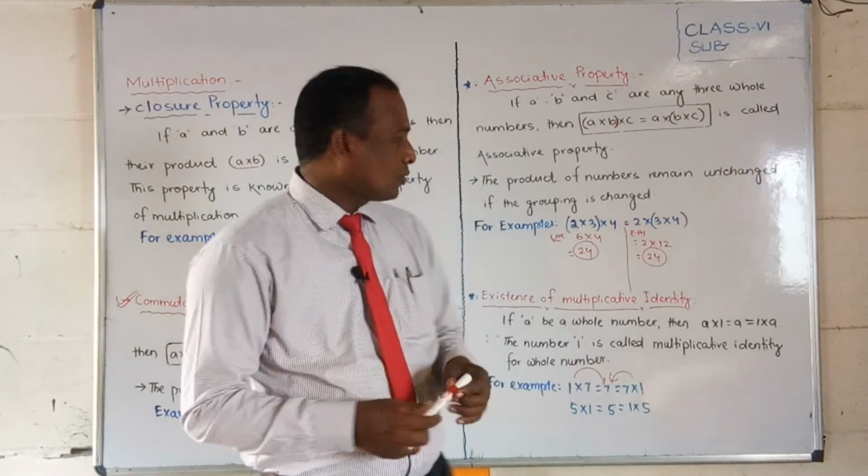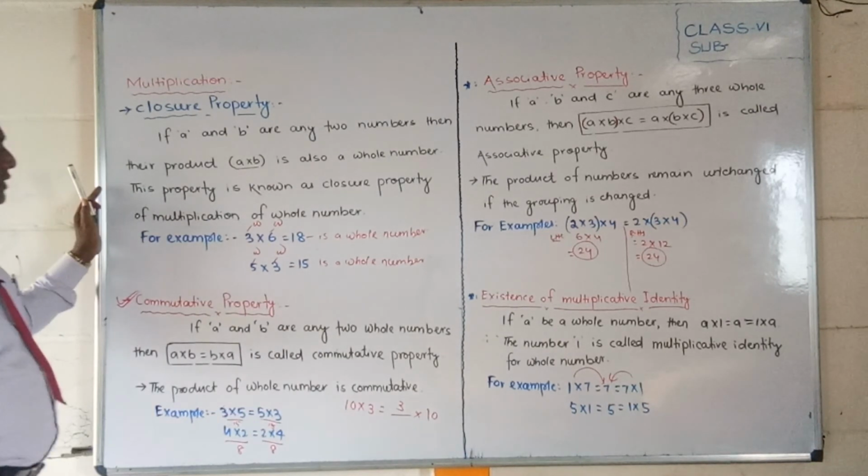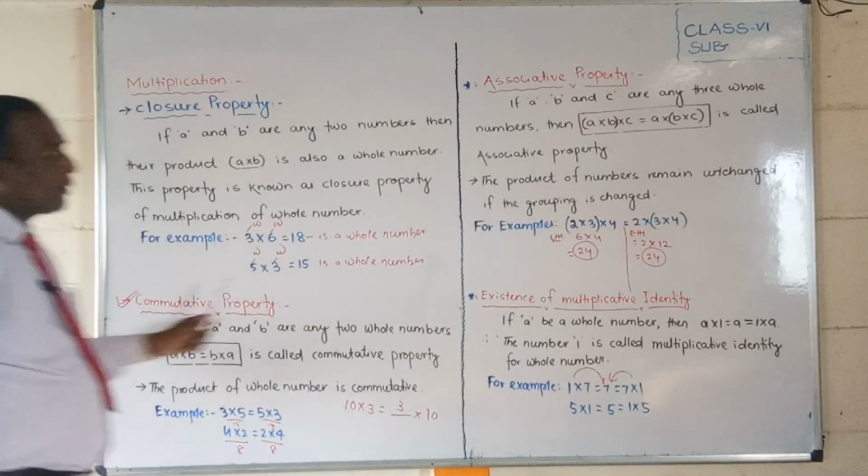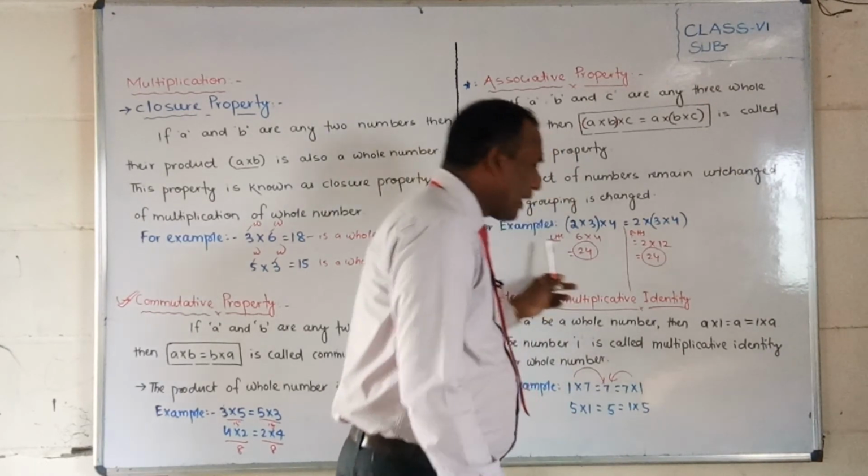Okay. Thank you all, students. These are all the properties of multiplication: closure property, commutative property, associative property, and multiplicative identity.